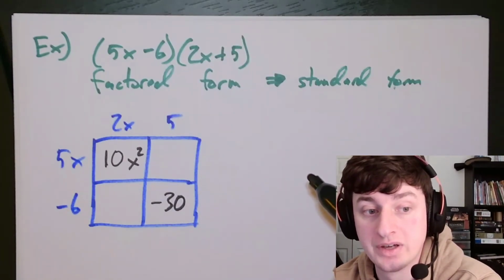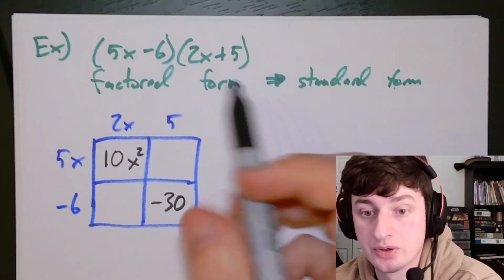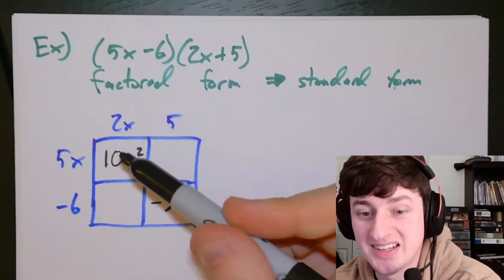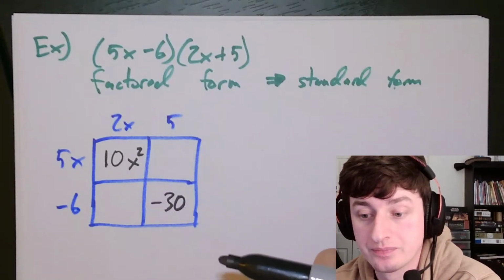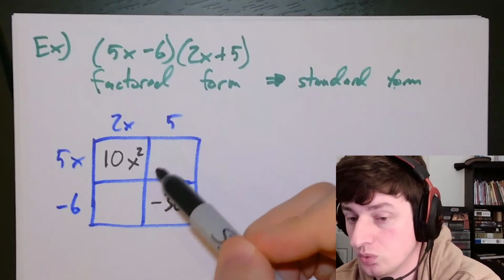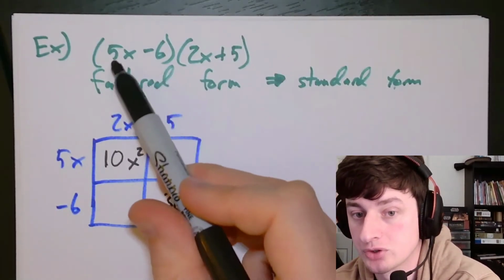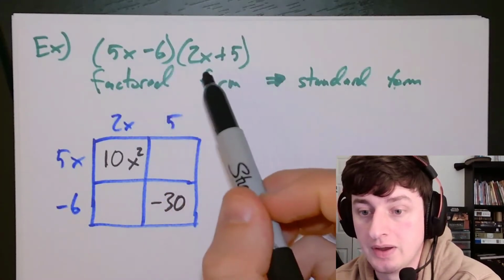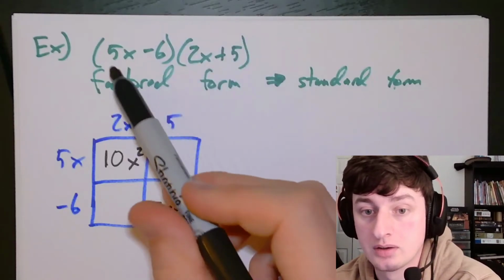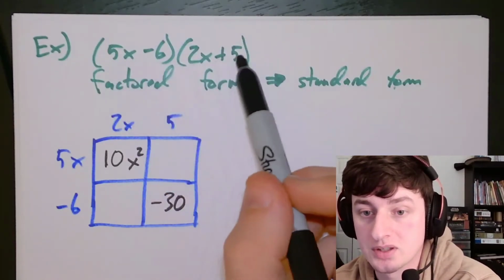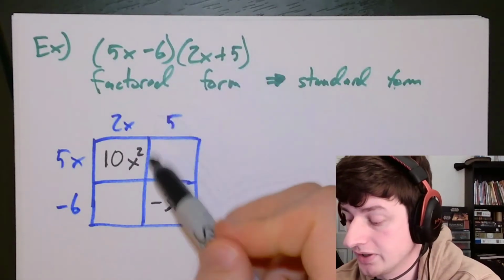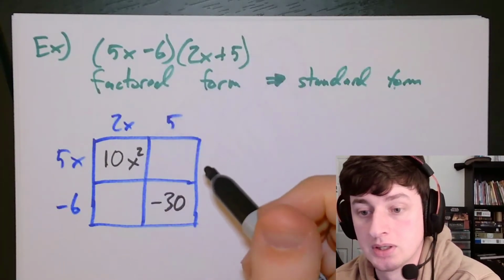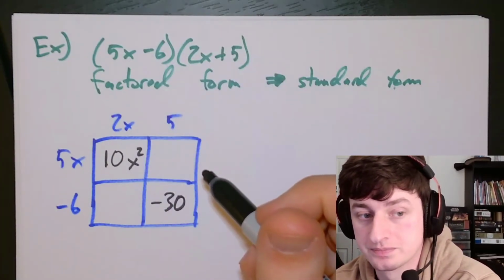Now, it's very easy for us, if we're not using the area model, to make the mistake that we're done at this point. If we're not using the area model, we won't see these 2 empty boxes, and we'll be like, all right, I multiplied 5x times 2x, and I multiplied negative 6 times 5, and then you ignore the fact that you've got to multiply this 5x times this 5 still. So it's very easy to say this is the answer, even though it is not the answer.